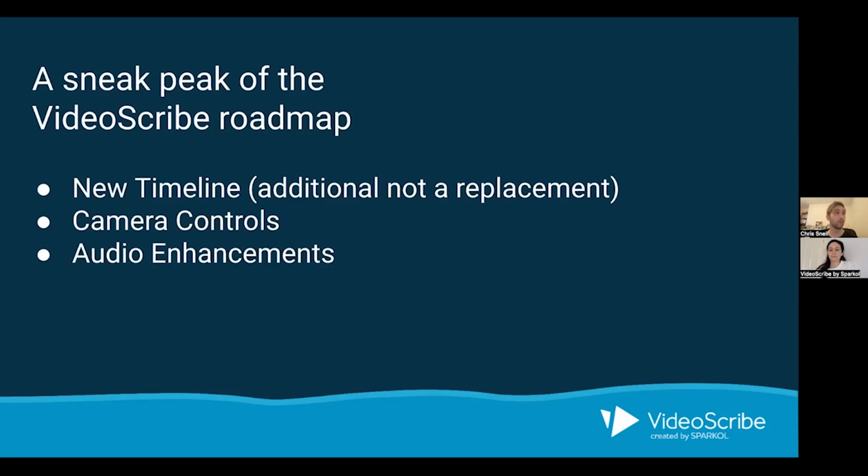Secondly, we're going to be adding camera controls. At the moment, VideoScribe for your browser allows you to create a project using scenes with a fixed camera position. You can add scene transitions between each scene, which animate from one scene to another. This works really well for certain styles of video, but we know that the fixed camera position is a limitation.